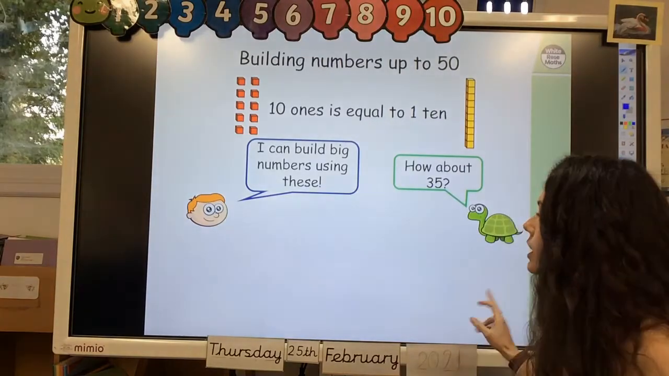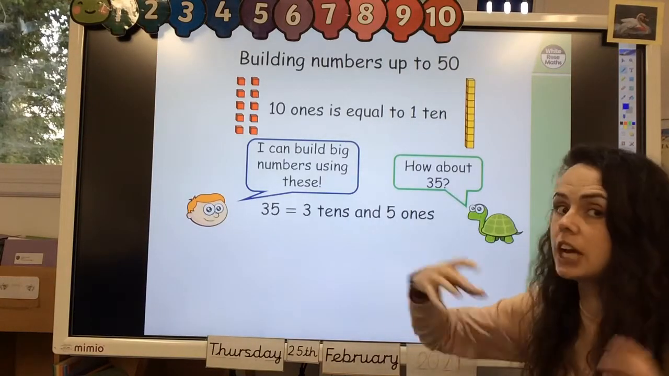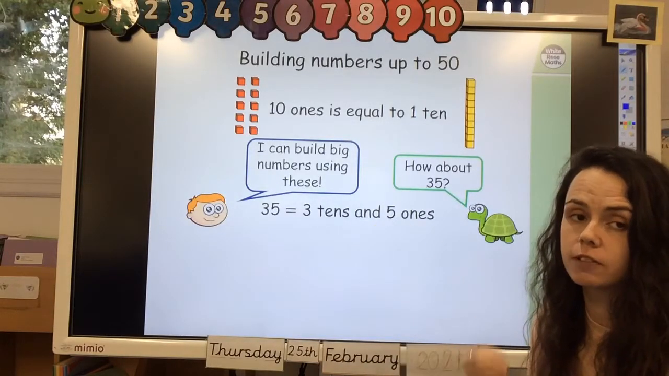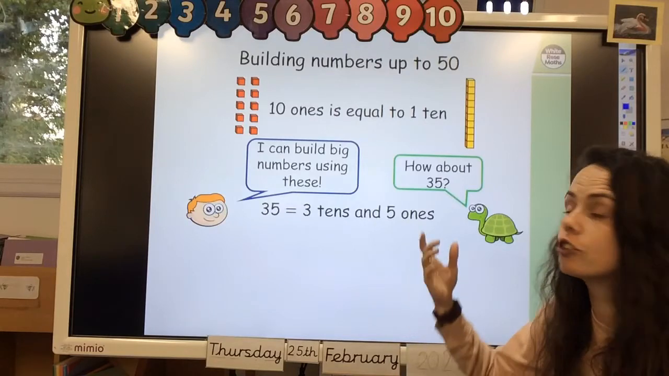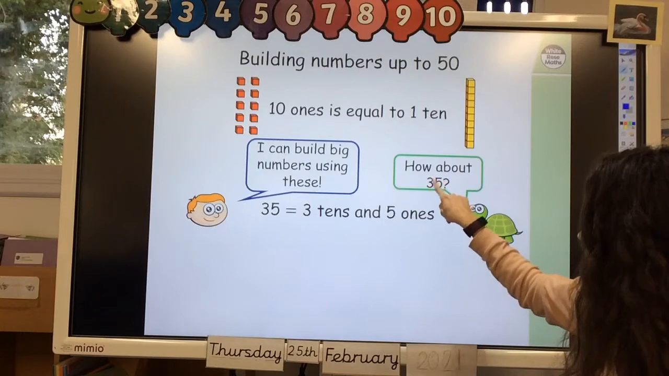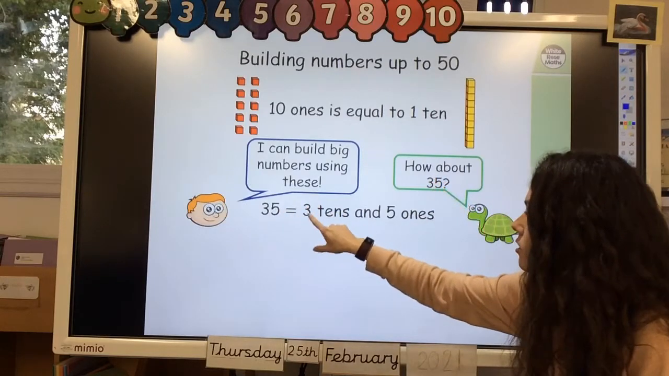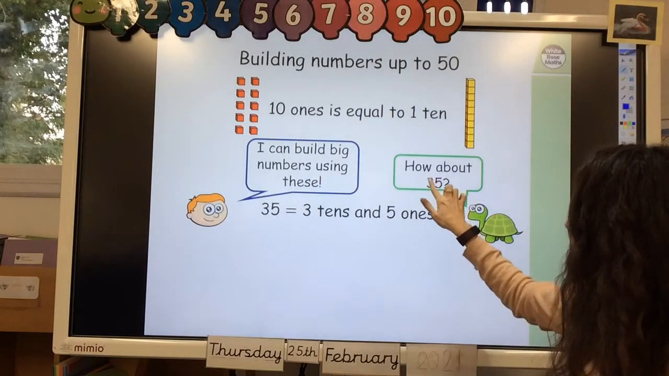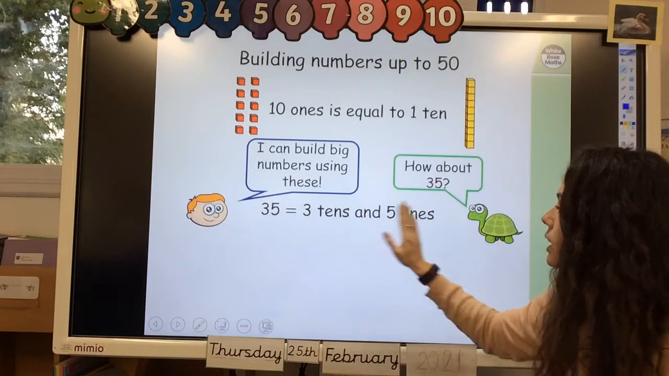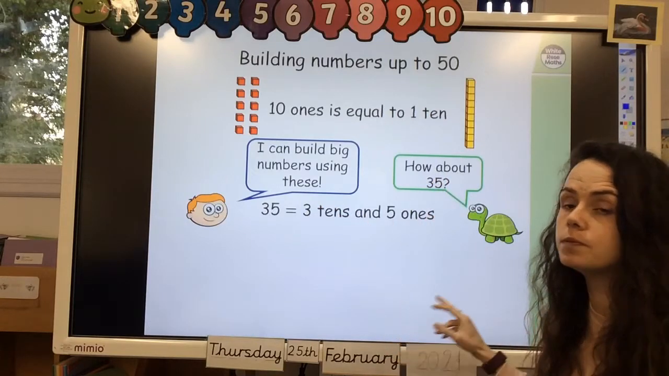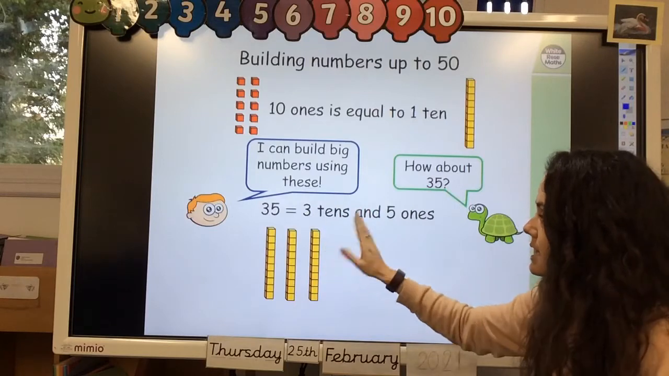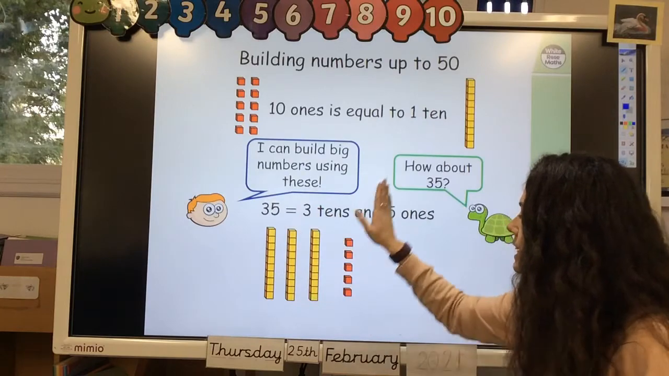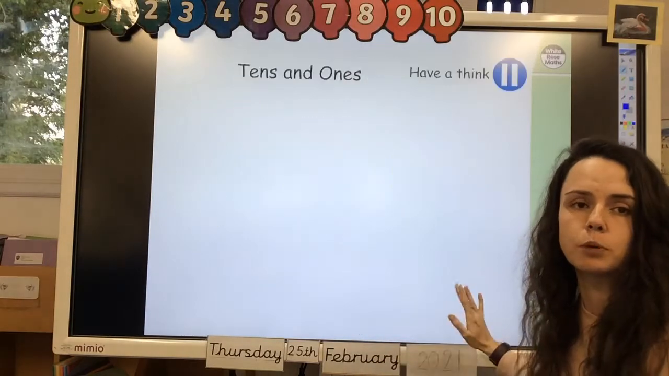So let's break 35 out. If we share 35 out into 10s and 1s, how many 10s are in 35? There are 3 10s, because it just shows you right here. 35 has 3 10s, and how many 1s? 5. It says it here, 10s and 1s, 3 and 5. So 3 10 sticks and 5 single ones. That makes 35. Let's see if we can do some more.